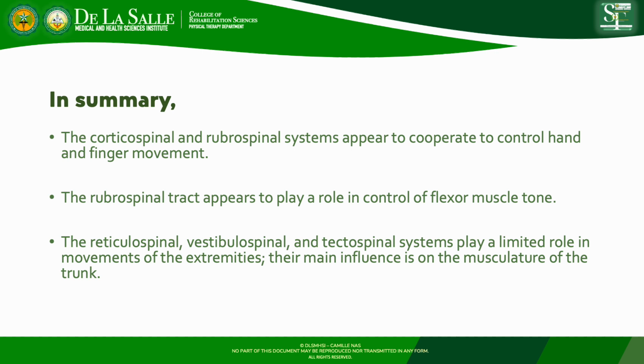I think this is specifically for hands and fingers, fine motor control, while the reticulospinal, vestibulospinal, and tectospinal systems play a limited role in movement of the extremities. Instead, their main influence is on the musculature of the trunk, mostly for posture, specifically the vestibulospinal tract. Okay, so this is the summary of the extrapyramidal and the pyramidal system.